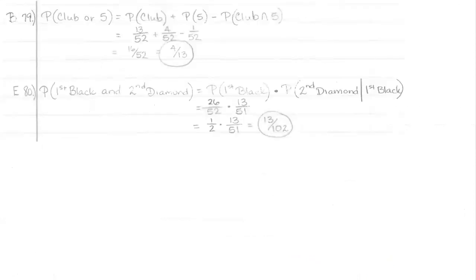Then for 79, it says 1 card is drawn from a standard deck of 52 cards. What's the probability of drawing a club or a 5? So that is the probability of a club plus the probability of 5 minus the probability of a club and a 5 at the same time. So there are 13 clubs in the deck of 52, and there are 4 5s in the deck of 52. But the problem is we counted the 5 of clubs here and here, so the formula will subtract that back out for us to get rid of that duplicate. So that's going to give us 17 minus 1, or 16 over 52, and we're going to put that in lowest form.